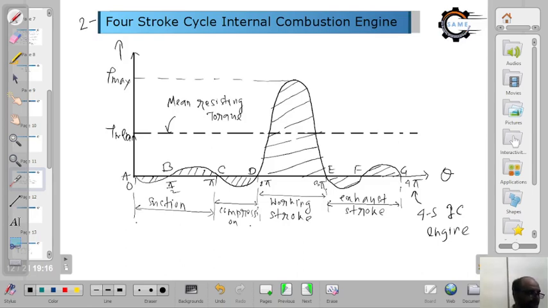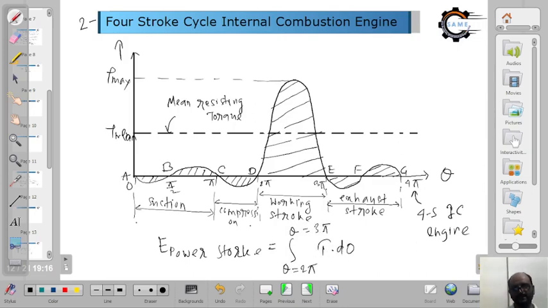Here also we can find out the energy in the power stroke, which is equal to the integral with theta varying from the lower limit 2 pi to the upper limit 3 pi of torque T(theta) dθ. This is how we calculate it here. This is about the four stroke engine.